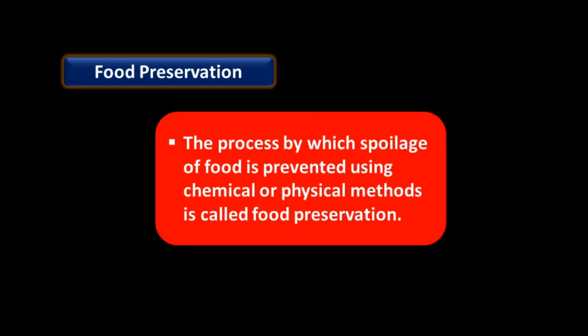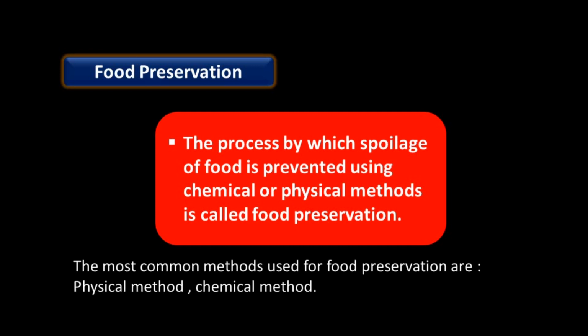The process by which spoilage of food is prevented using chemical or physical methods is called food preservation. This is the definition of food preservation. The most common methods used for preservation of food are physical methods and chemical methods.